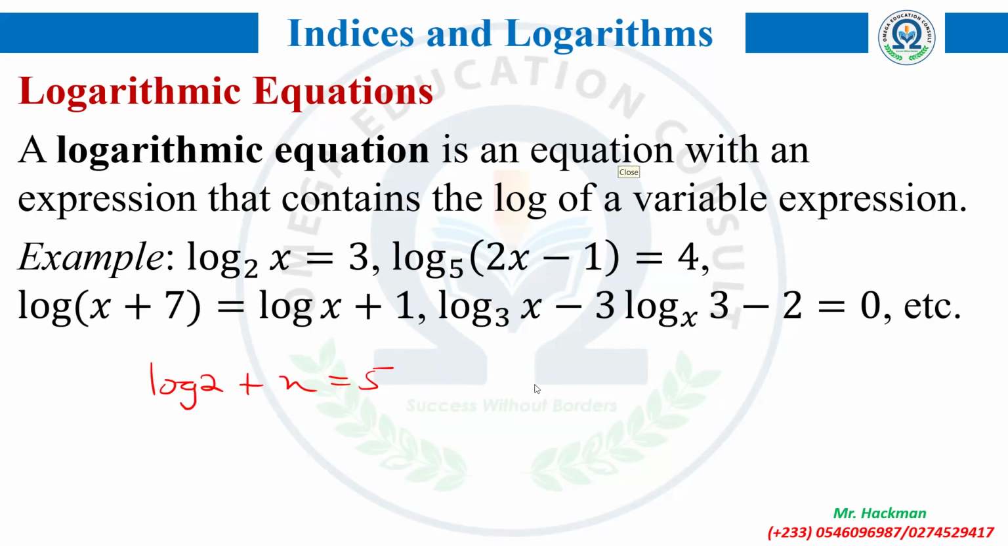It is not a log equation because the definition says it contains the log of a variable expression, but the variable here doesn't contain a log. It's just on its own. So it's not a log equation. Perfect. Your log expression here doesn't have any variable with it, be it the base, the number that you are taking log of, or the coefficient. So this ceases to be a log equation. So take note. If you're able to answer this, then I believe you can now identify log equations.